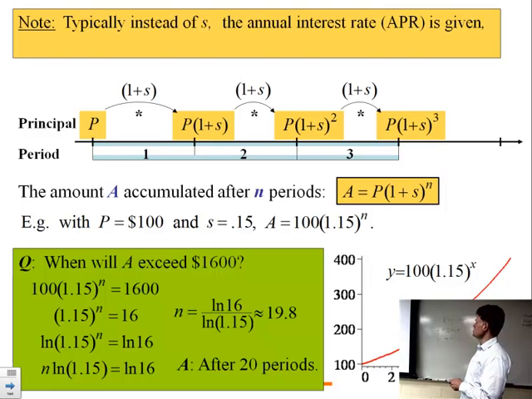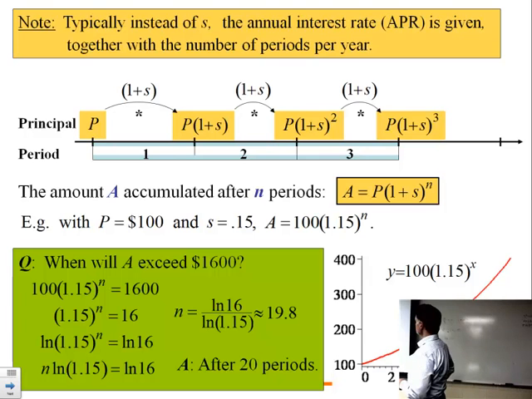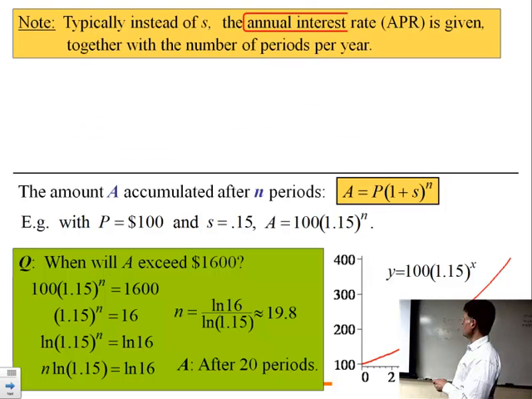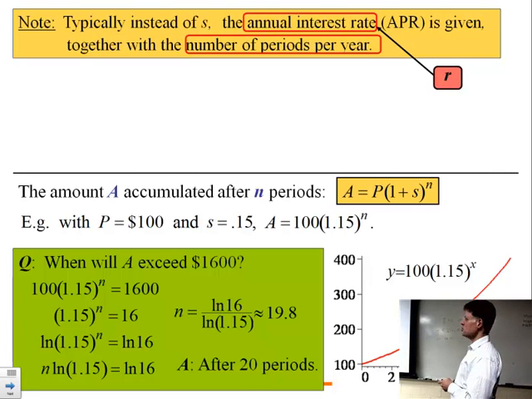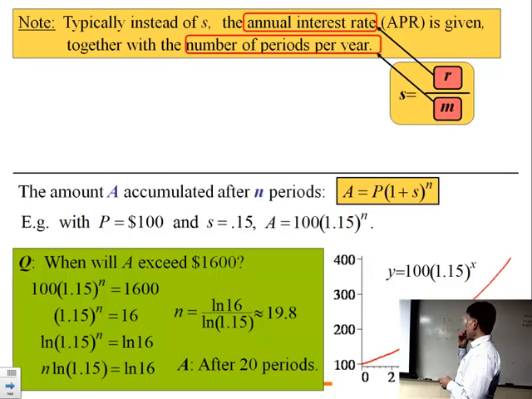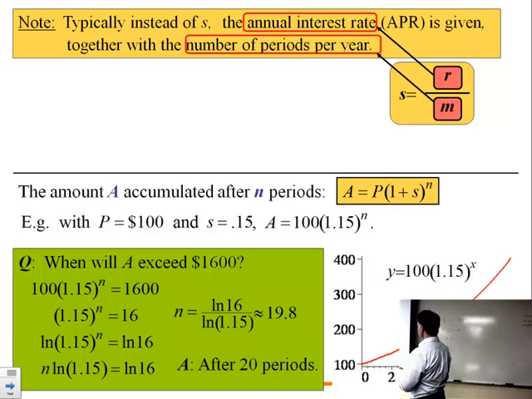So instead of S, which is the interest rate per period, we usually express the interest rate per year, called the annual interest rate or the annual percentage rate or APR, together with the number of periods per year. So we'll call the annual interest rate, the APR, we'll call that R. The number of periods per year we'll call M. And now S is going to be the ratio. This is the interest rate per year divided by the number of periods per year. So this is the interest rate per period. It's R over M. That's equal to S.